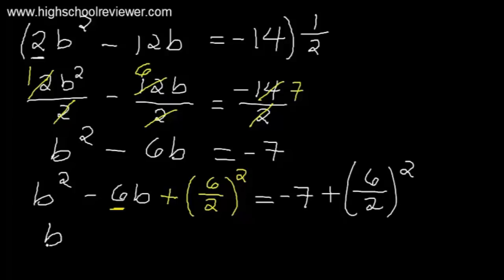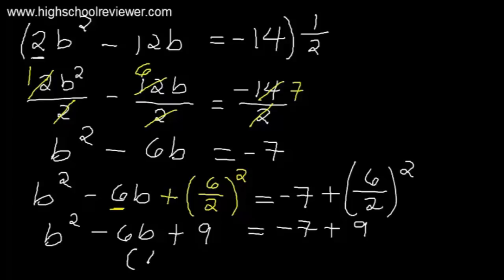So we have here b squared minus 6b plus 3, or rather 6 divided by 2 is 3. 3 raised to the power of 2 is 9. So this will be negative 7 plus 9. Okay. So b squared minus 6b plus 9 is a perfect square.